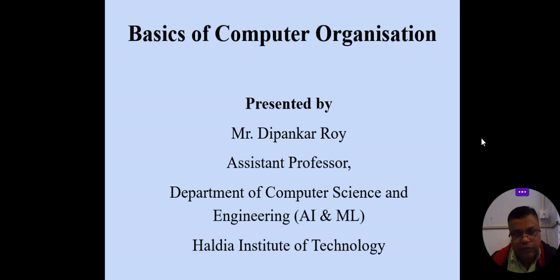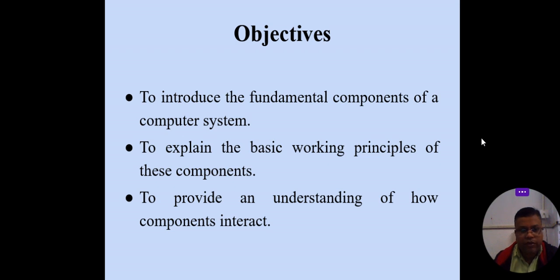We are going to discuss the basics of computer organization. In this lecture, our main objectives are to introduce the fundamental components of a computer system, to explain the basic working principles of these components, and to provide an understanding of how components interact.